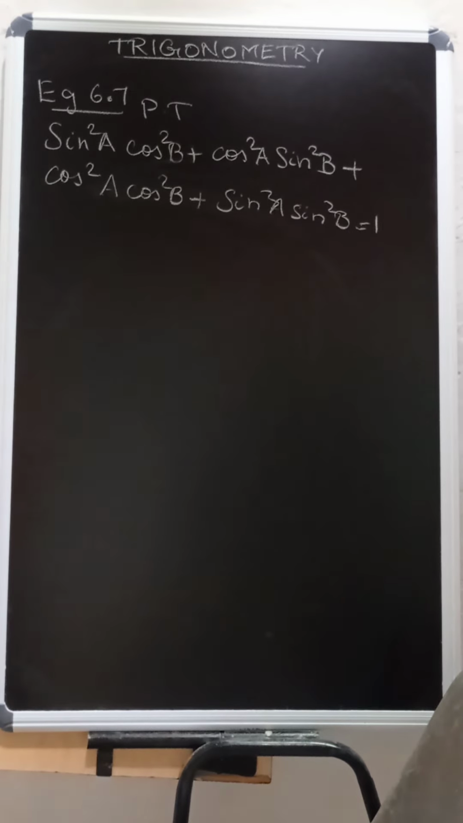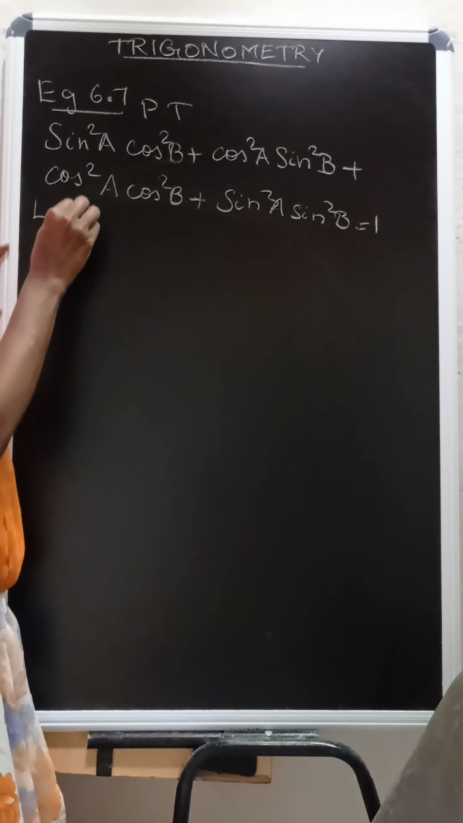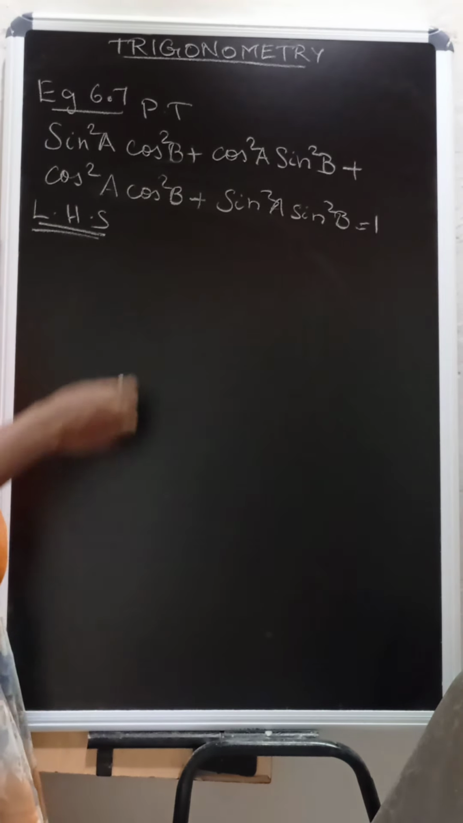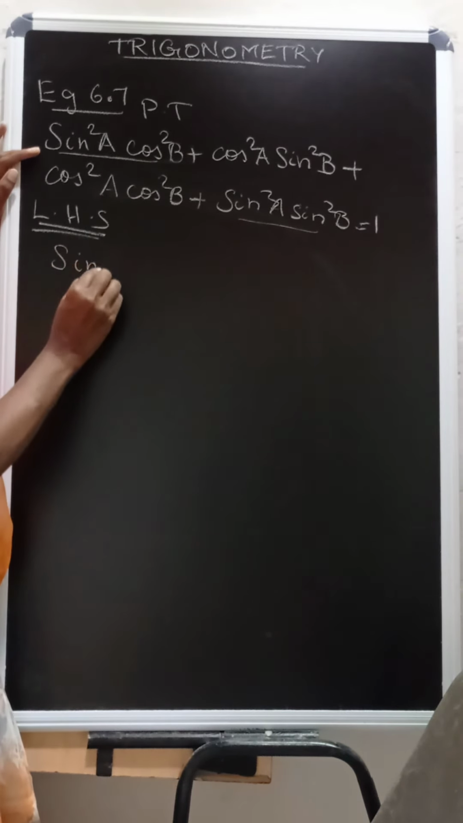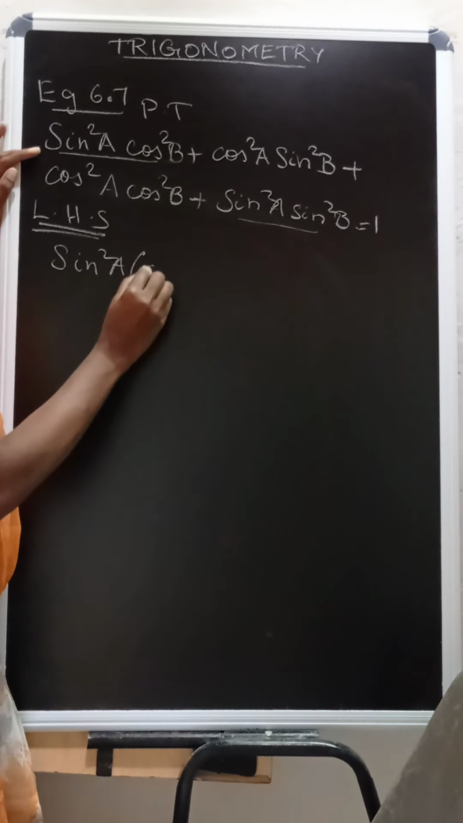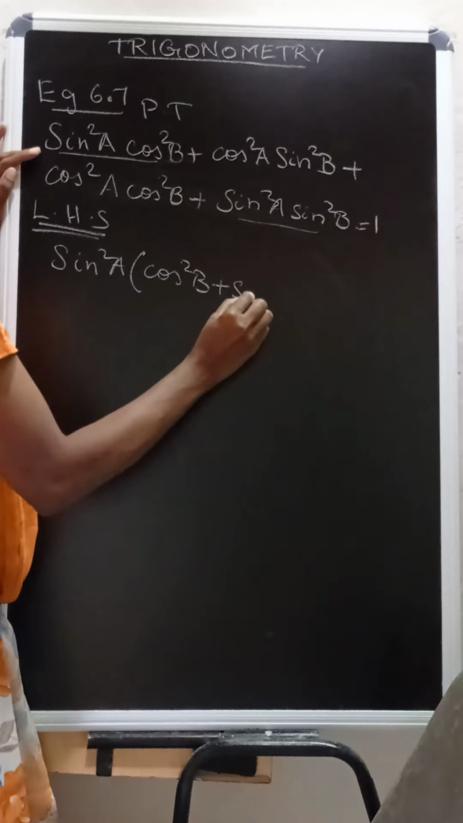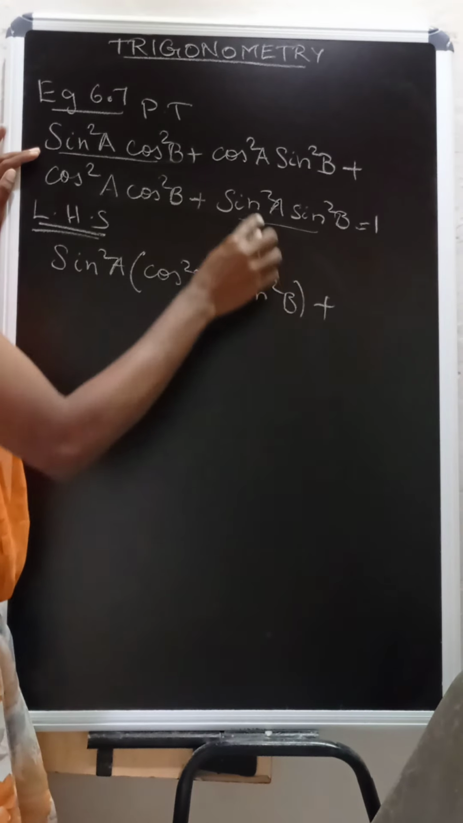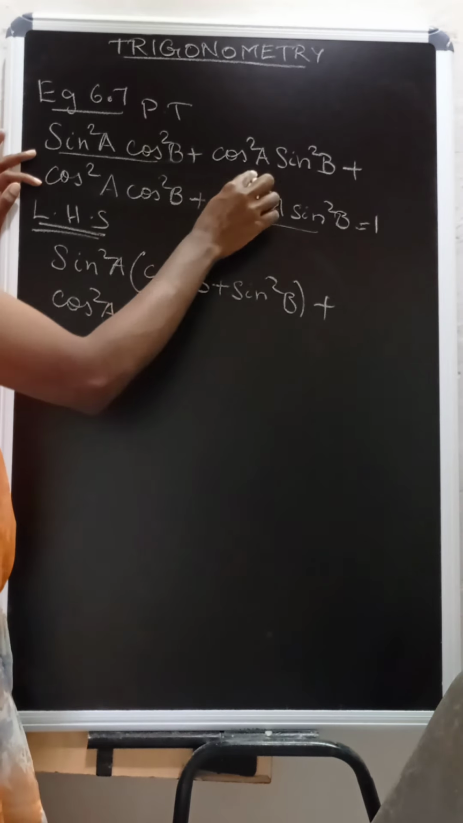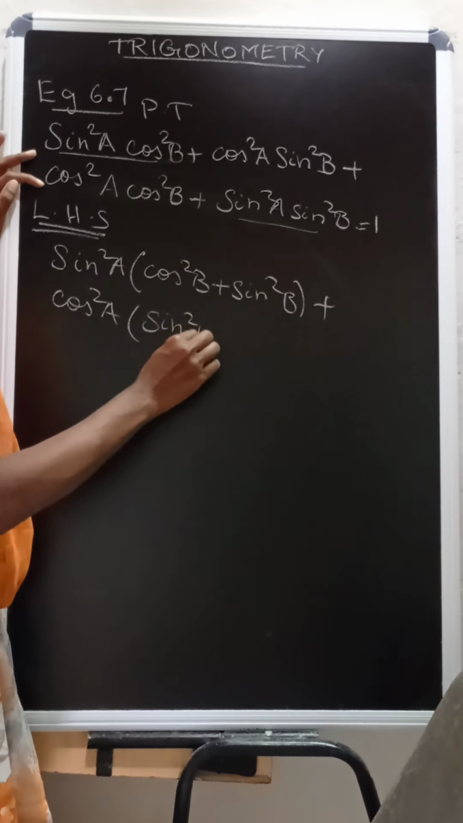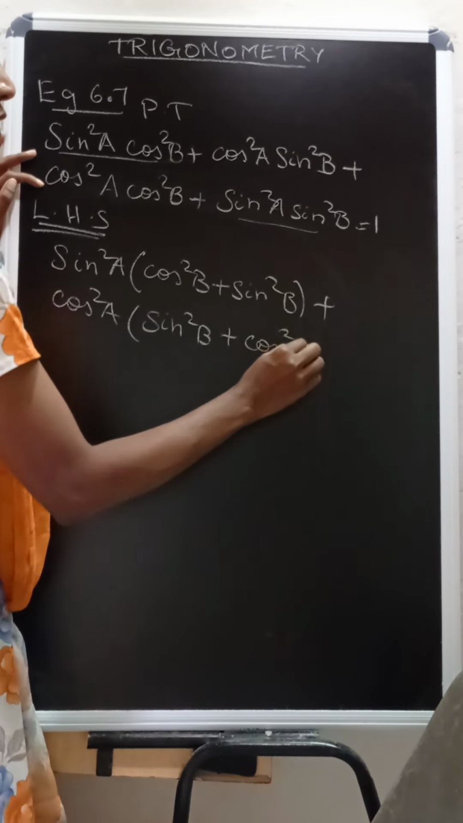Next example number 6.7. Prove that sin square A cos square B plus cos square A sin square B plus cos square A cos square B plus sin square A sin square B is equal to 1. So now take the LHS. First step what we are going to do is we are going to take these two things and take sin square A commonly out. So you will get cos square B plus sin square B. Similarly I am going to take these two and take cos square A commonly out. So I will get sin square B plus cos square B.